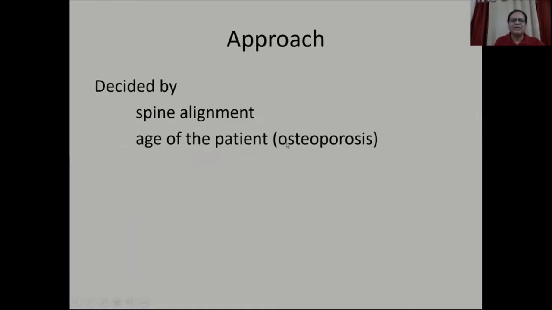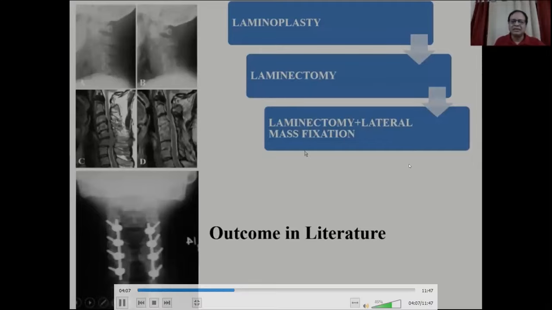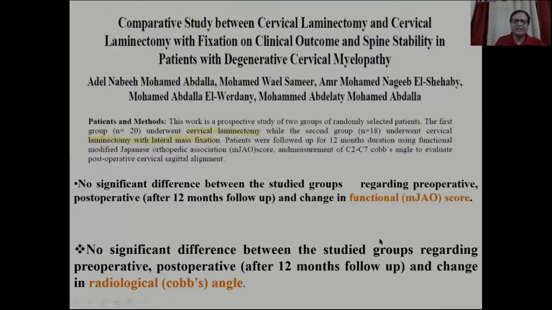But then one also has to keep in mind that spine alignment is the key to recovery of the patient. Now, if one does posterior, one has to decide which one to do: laminoplasty, laminectomy, or laminectomy plus lateral mass fusion. Is there a significant difference between these three, and is lateral mass fusion better? What does the literature say?